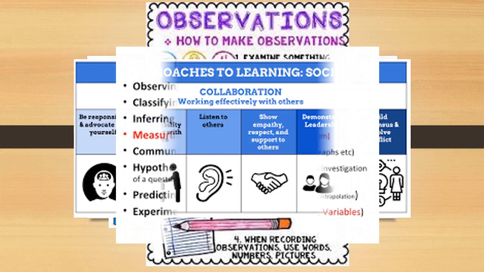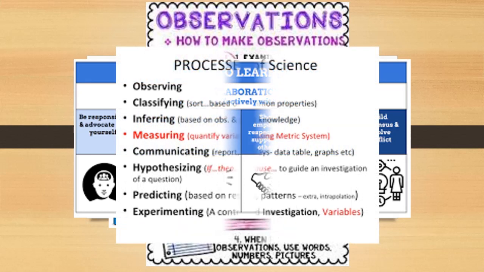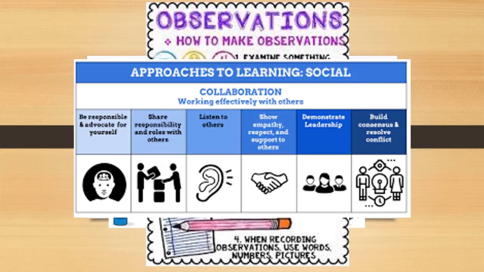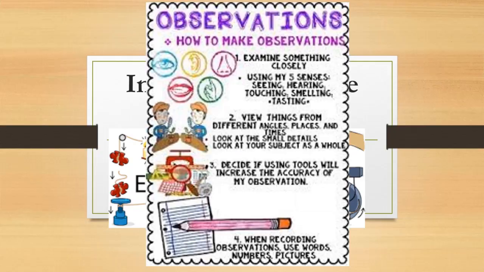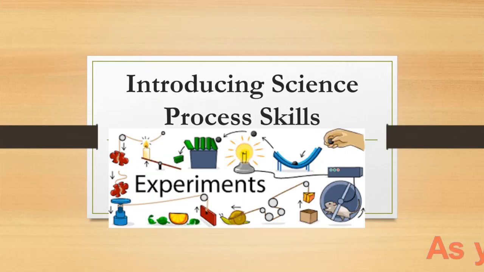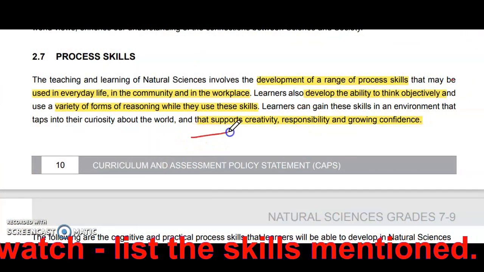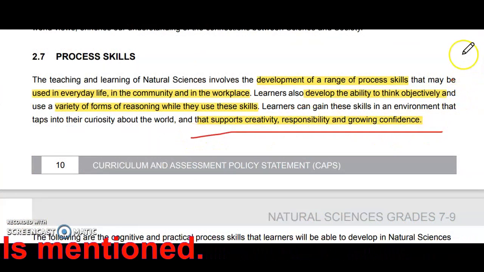So the processes of science, as I said, are observing, classifying, inferring, measuring, communicating, hypothesizing, predicting, experimenting, and knowing how to do this with a controlled investigation to identify variables and so on. So the process skills of science are useful not only in science, but in other aspects of your everyday life too. So they support creativity, they support responsibility, and will help you grow in confidence.